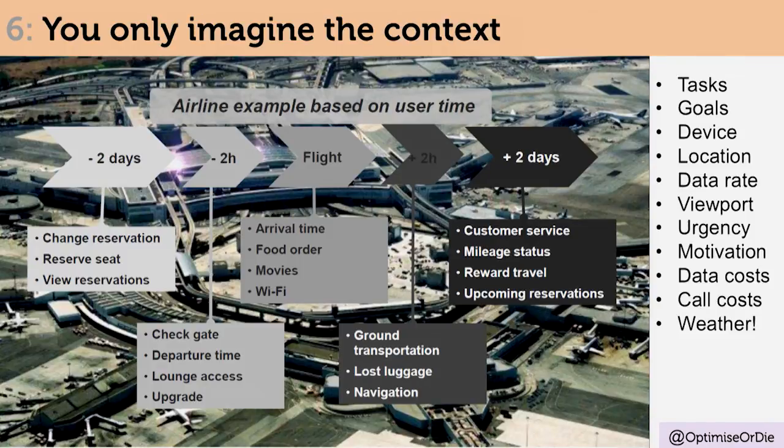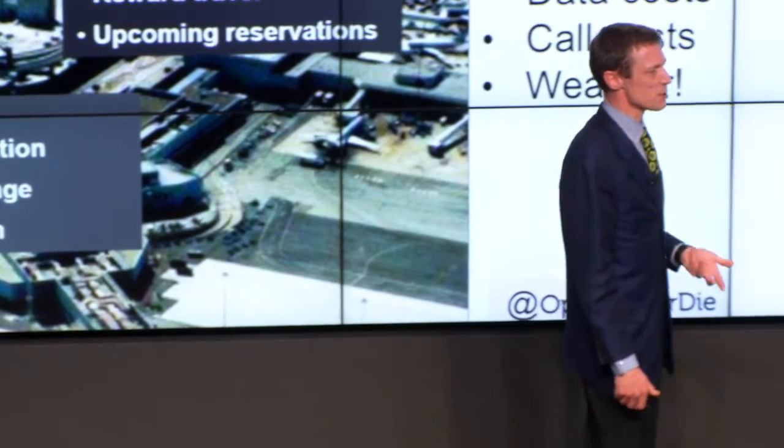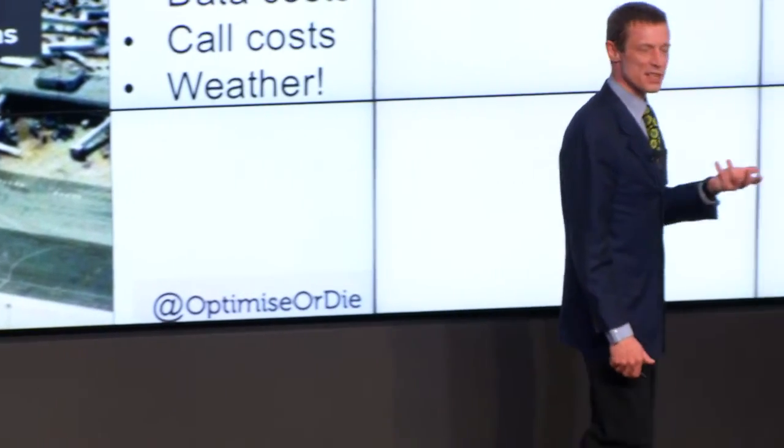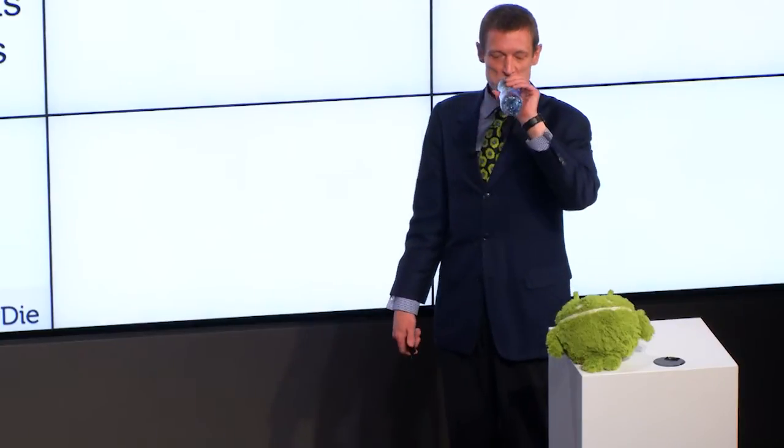But there's a lot of other information as well, and the more that you have of this stuff, the better. Do you know what data rate they have? Are they on Wi-Fi or 3G or 4G? What urgency level do they have? Are they trying to catch a train? Are they researching at home the night before? When are they traveling? This is all about the tasks and goals that people have, and understanding the context in which they're trying to accomplish those tasks and goals.